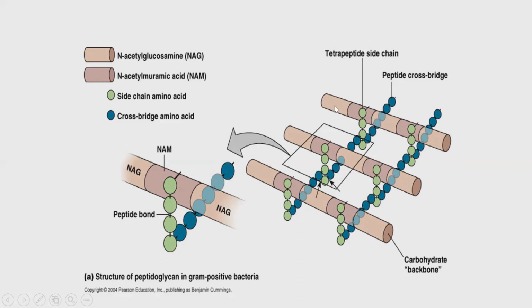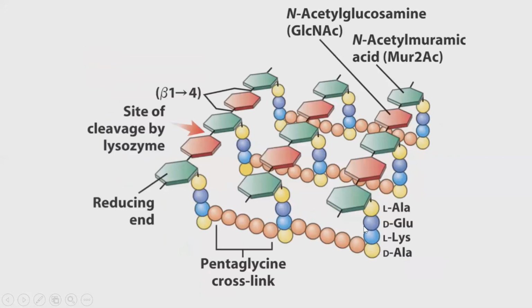Now the protein portions. The protein portions were the tetrapeptide side chains and the peptide cross bridges. So you see these are the tetrapeptide side chains, and the proteins that are connecting these two side chains are these cross bridges right here. Okay. So we have learned the names of the carbohydrate. We have not learned the names of the peptides. So we'll learn the names of the peptides right here.